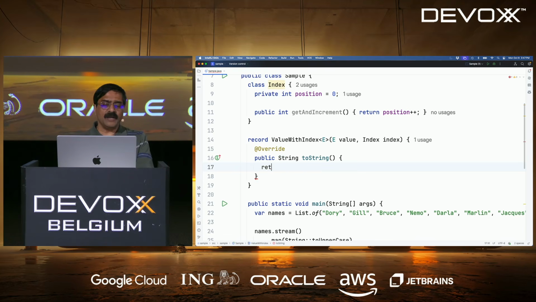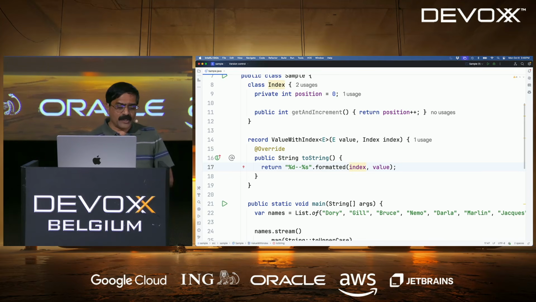I'm going to simply say return, and we will return a string. So a %s and then maybe an index, right? So %d dash dash %s dot formatted, and we'll provide the index right there. And then we will actually provide, so for this index, it's going to be the value of the index, whatever the position is going to be, we need to bring that in. And then in this particular case, let's go ahead and provide the value that we are interested in printing as well. So we have the index and the value that we want to output at this particular point.